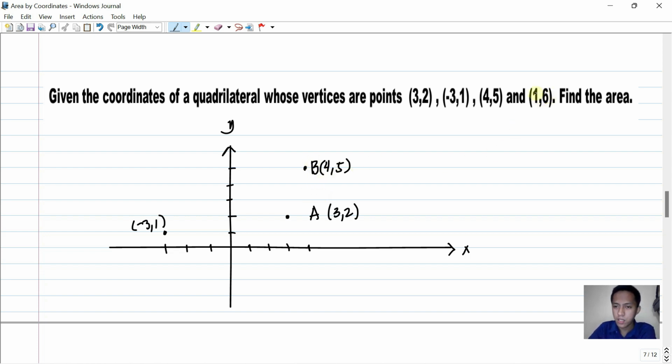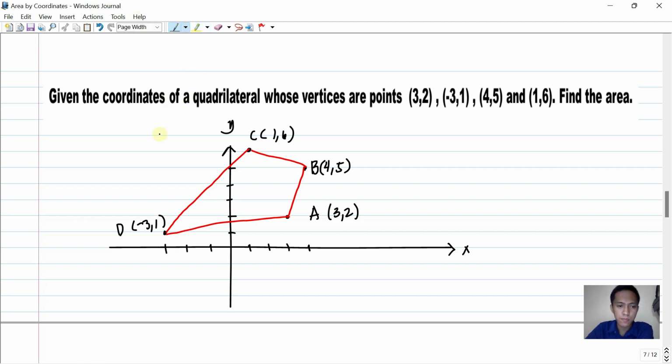Okay, so where is 1, 6? So this is 1, 6, somewhere here. So that is point C. That is 1, 6. And this is point D. Okay, so let's just connect the points and form the quadrilateral. Okay guys, so we have this area. So find the area of this quadrilateral.